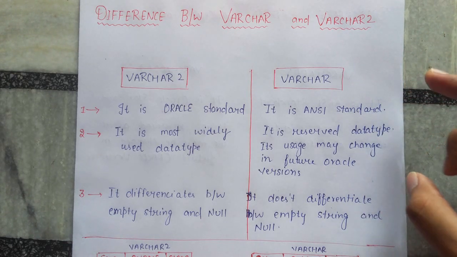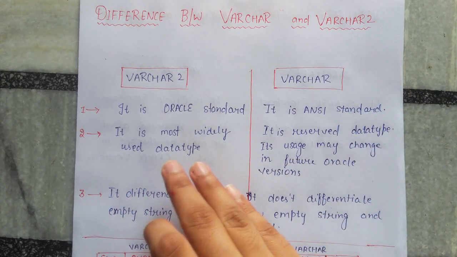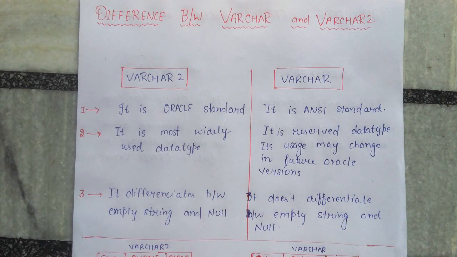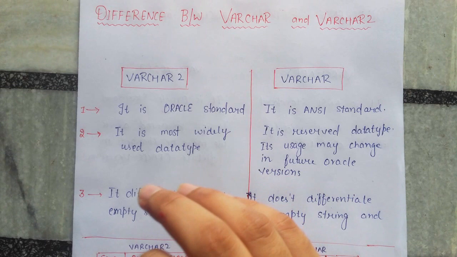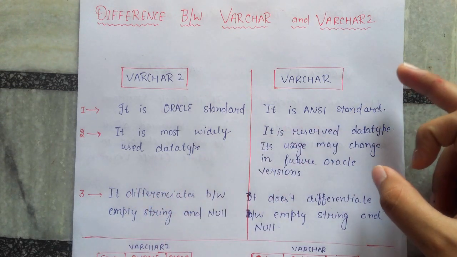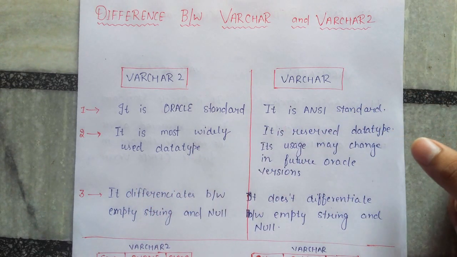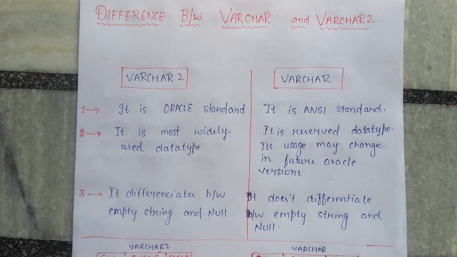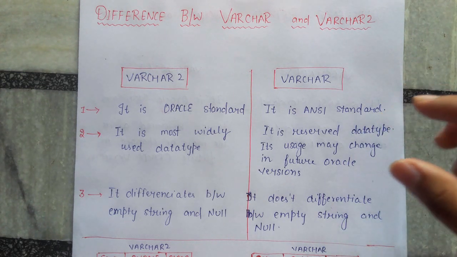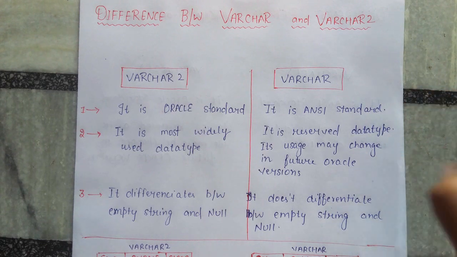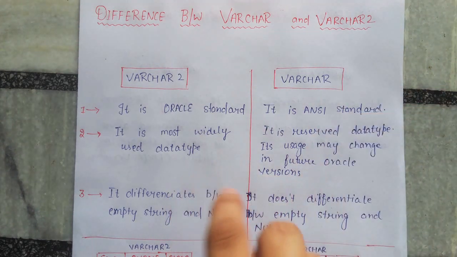The second difference is which one is the widely used data type. Whenever we create a table and use a column that consists of a character data type, so variable characters, we use VARCHAR2. But VARCHAR is a reserved data type. That means its use may be changed in future versions of Oracle. Although it's a character data type, the developers are working on this, and its use may be changed in future versions of Oracle. So this is the second difference between these two.